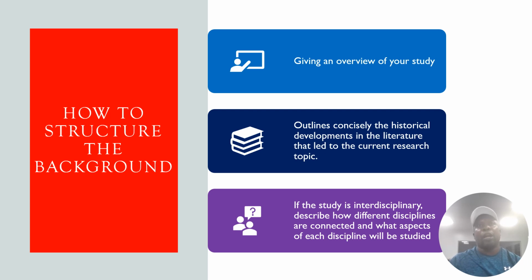Then number two, you need to outline precisely or concisely the historical development in literature that led to the current problem. It's very important for you to learn this. When you argue your points in a historical development manner or in a chronological manner, then you start seeing that your argument starts to take shape. So it's very important for you to learn that trick of trying to argue in a chronological way.